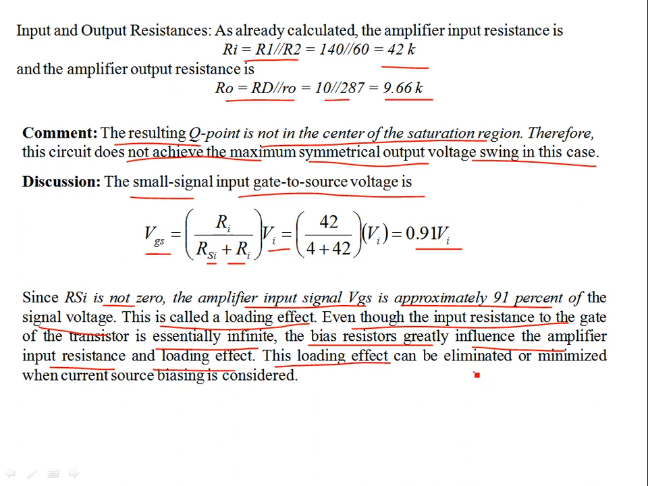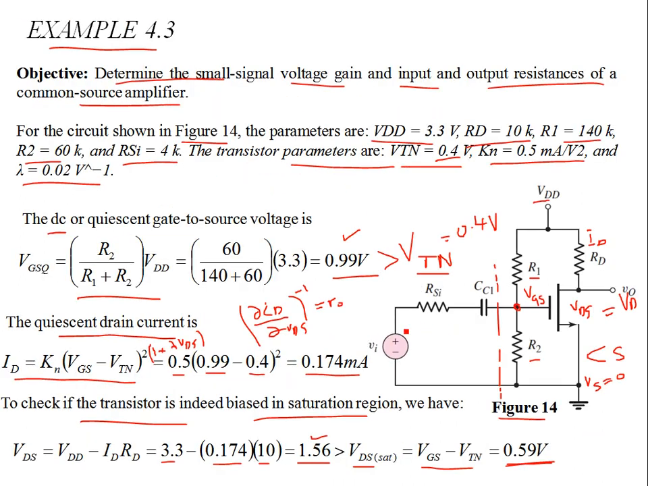This loading effect can be eliminated or minimized if you consider constant current source biasing. So you eliminate the R1 and R2 resistors over here. You might not be needing those. You can have a constant current source that can bias the MOSFET. And then again, there will be enhancement type or some mirror type MOSFETs as current sources, which are not going to produce any loading at the input. So all the signal that you have available at VI will be available as VGS.